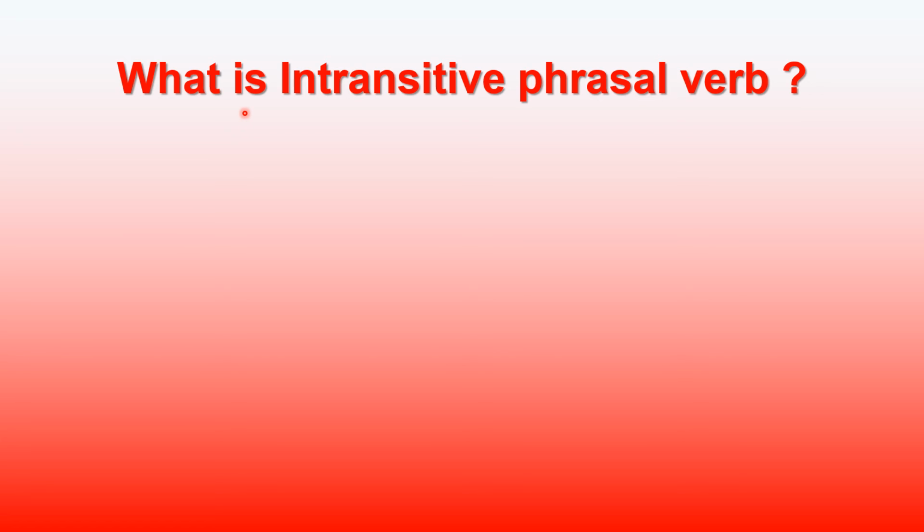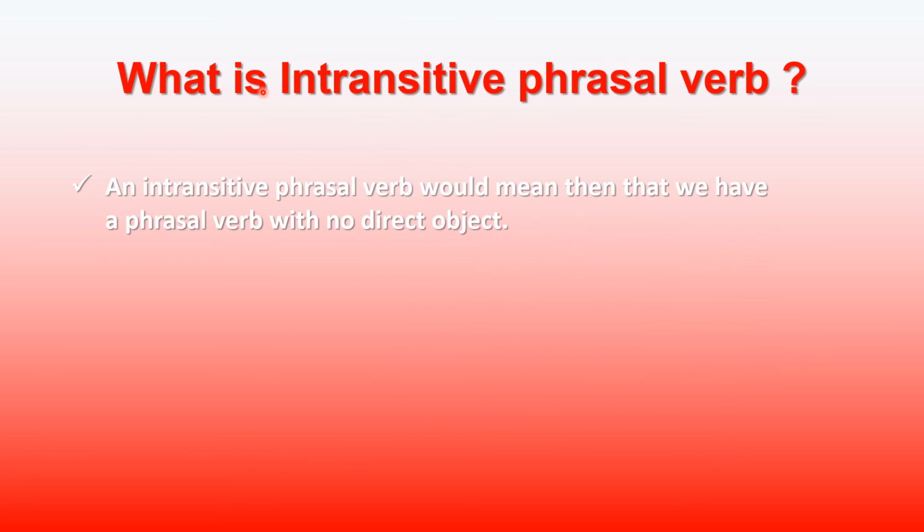This is an intransitive phrasal verb. Before, we learned about the transitive phrasal verb, which means it takes an object. An intransitive phrasal verb would mean that we have a phrasal verb with no direct object. We don't have a direct object here. Let's go through the example.